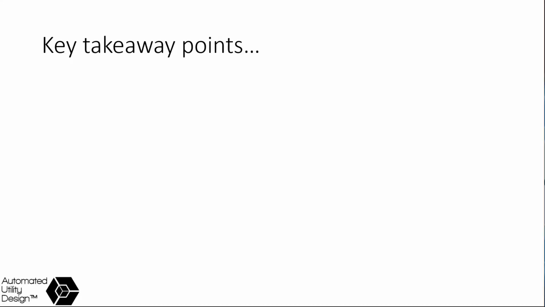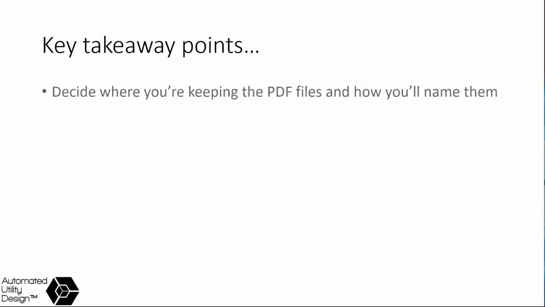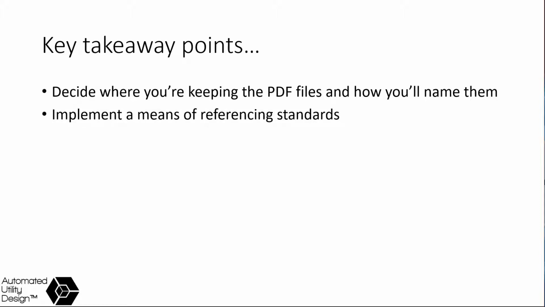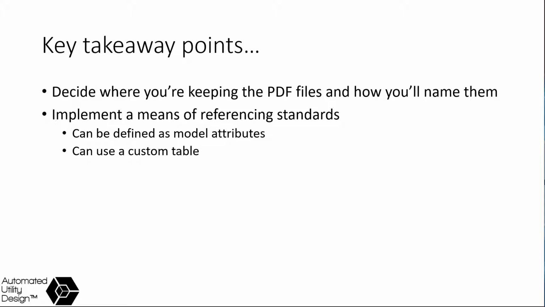This was a long video that covered a lot of ground, but the basic takeaway points are as follows. First, you need to decide where you're keeping the PDFs with your standards and how you name them. And you need a means of referencing the standards by linking components and/or CUs in your design to the PDF files. We covered 2 ways of doing it, one with reference to the model attributes and one that used a separate custom table in AUD as the reference.